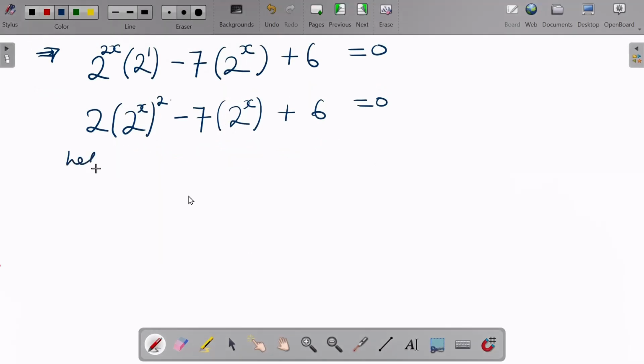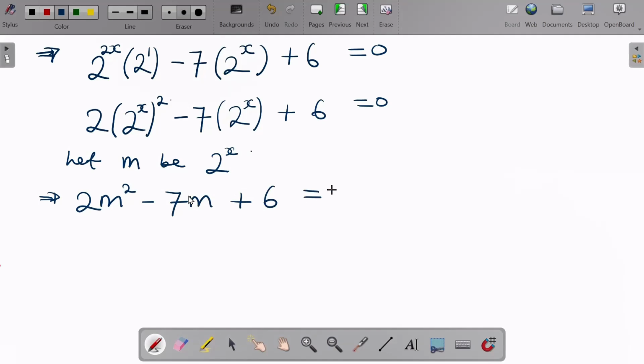We can say that let m be the 2 power x. As we substitute in, we are going to have m squared minus 7m plus 6 equals 0. This is a quadratic equation which we can solve by methods of solving quadratic equations.